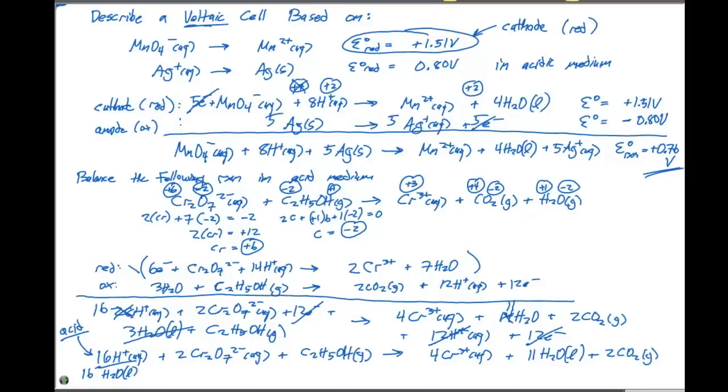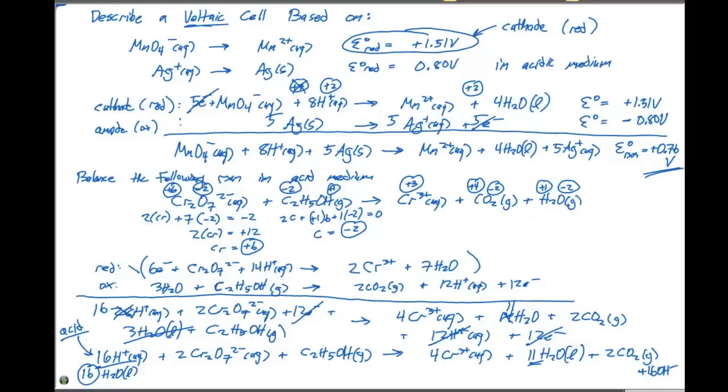If we add 16 OH minuses to the left-hand side of the reaction, that means we also have to add 16 OH minuses to the right-hand side of the reaction. So by adding these waters and adding these hydroxides, we can cancel a few more things out. So in this case, we have 16 waters on the left, and we have 11 over here on the right.